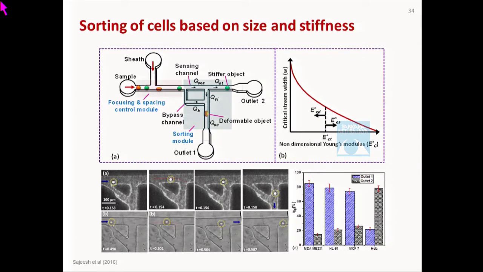So that means the sensing region can actually know whether the cell is stiff or deformable. Of course, you can have a critical value of Young's modulus, where the cell neither goes into this nor this branch. By operating around that, you can sort cells that are of higher stiffness than this critical value and lower stiffness than that critical value. And we have used that to actually sort cancer cells from PBMCs.